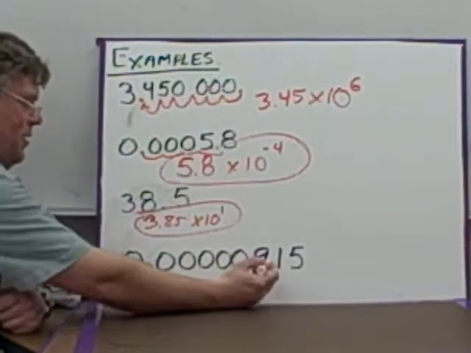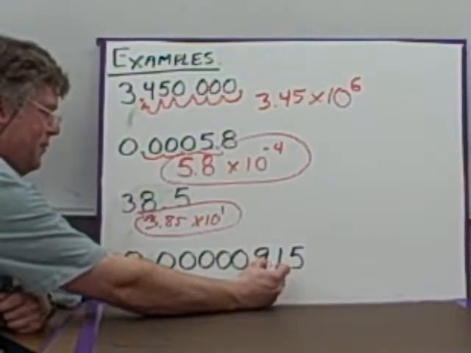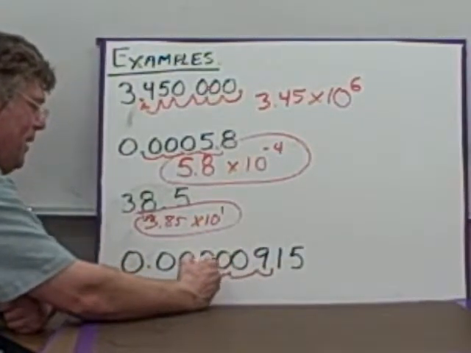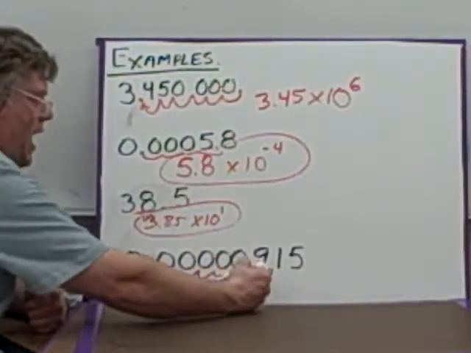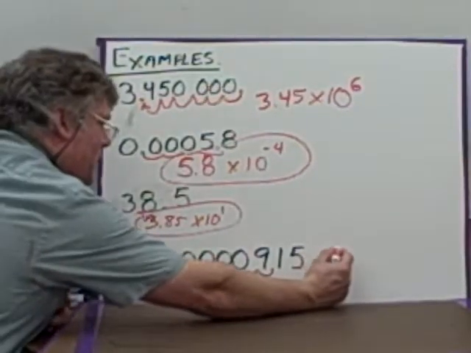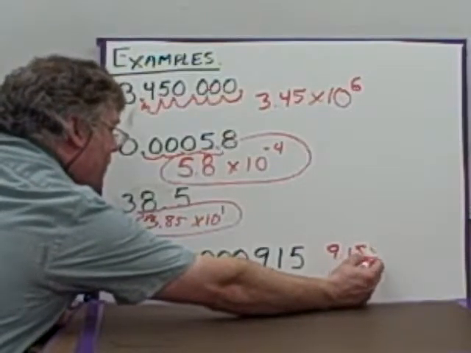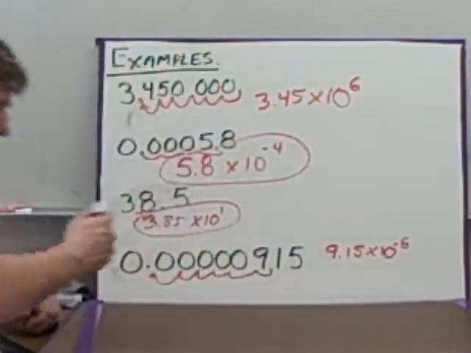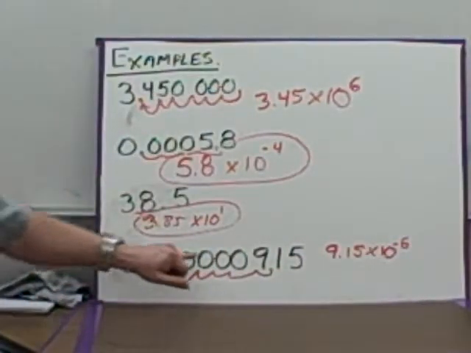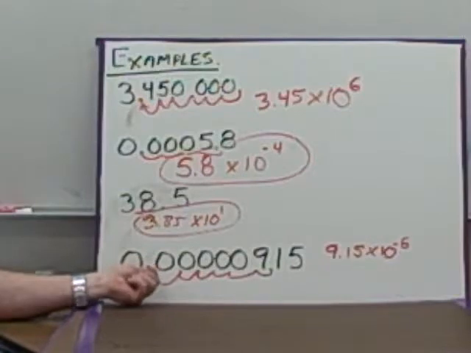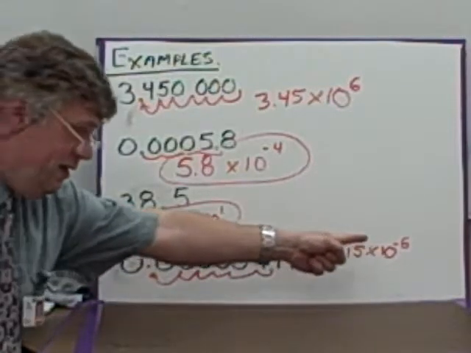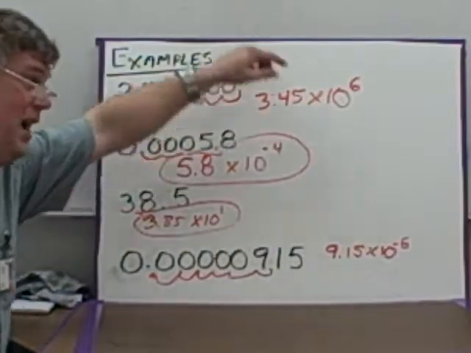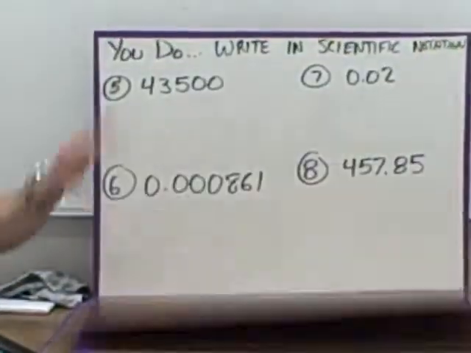Here, the first non-zero digit when going from left to right is the 9. After I put the decimal there, I move 1, 2, 3, 4, 5, 6. And I am going to the right, so that's going to give me 9.15 times 10 to the negative 6. See how there are lots of digits here, but this is a really, really small number. It's less than 1 in value, so my exponent's going to be negative. This other one was a really, really large number, so it's going to have a positive exponent.